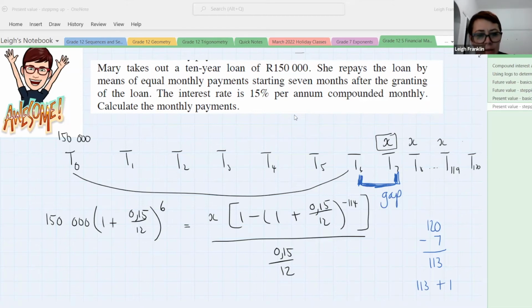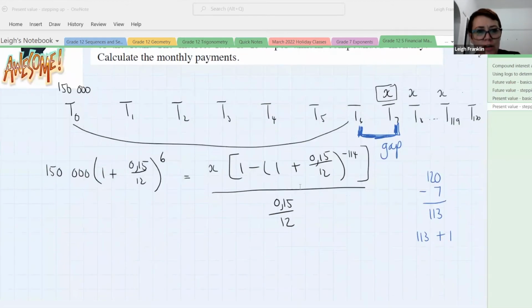Okay, Buhle? Because 120 minus 7 is 113, but you're starting to count at 7, aren't you? So at T7, that's your first payment. So that's why it's got to be 113 plus 1. Yeah, tricky, hey? That's it, Kelebohile, quite right.